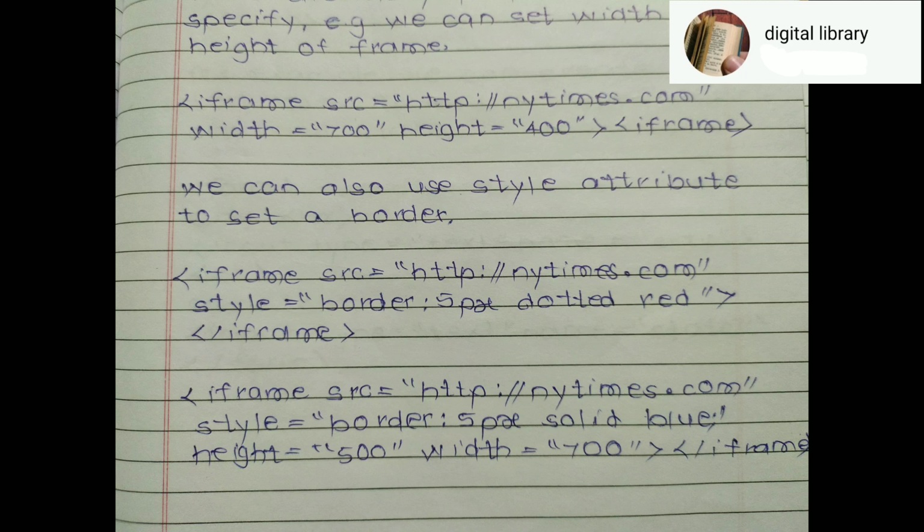We can also use style attributes to set a border. iframe src is equal to http nytimes.com style border 5px dotted red iframe. So this is for style attributes, that is style is equal to border. So this is a type of style. iframe src is equal to http nytimes.com style border 5px solid blue height 500 width 700 iframe close.